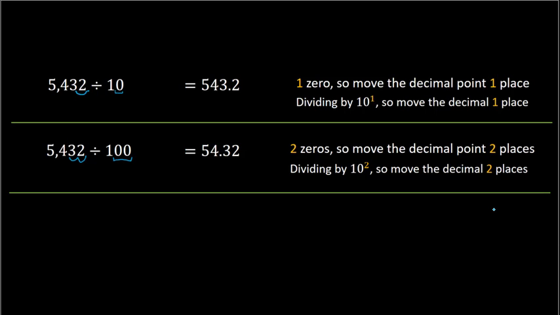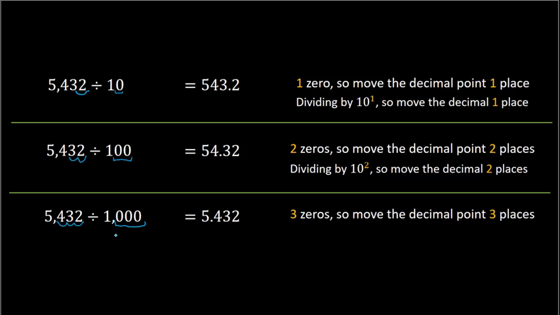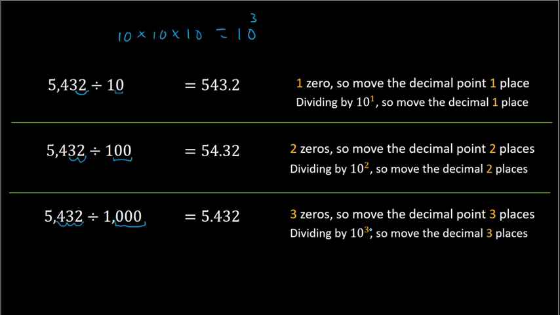Okay, so hopefully you're seeing the pattern. We can do this for any number of zeros after the 1. Let's say we divide by 1,000. Now we have 3 zeros, which means we move the decimal point 3 places to the left, over 1, 2, 3, and that becomes 5.432. Another way of thinking of this is 1,000 is the same thing as 10 times 10 times 10, which is 10 to the third power. The exponent is 3, so we move the decimal point 3 places.